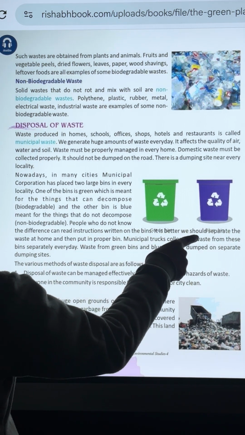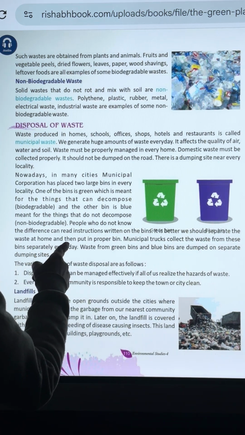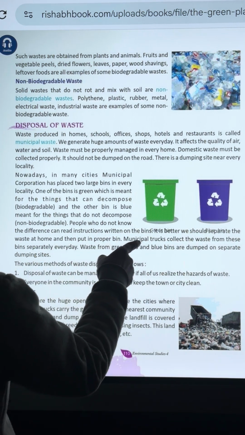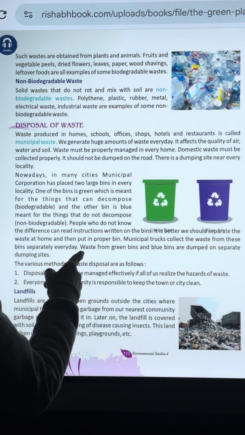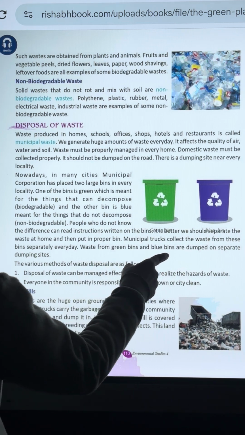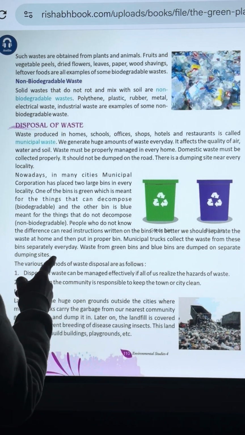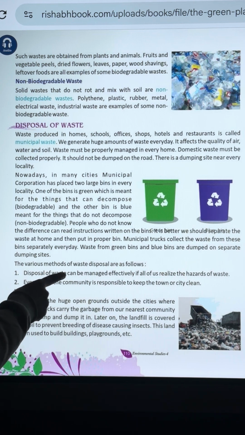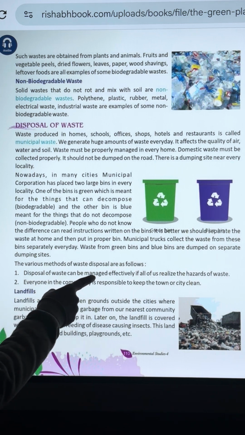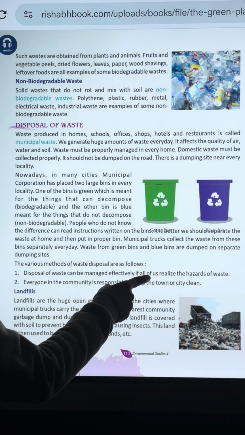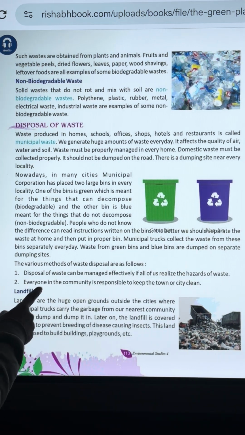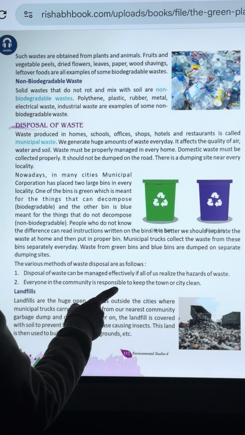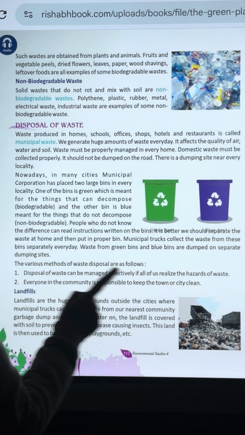It is better we should separate the waste at home and then put it in the proper bin. Municipal trucks collect the waste from these bins separately every day. Waste from green bins and blue bins are dumped on separate dumping sites. The various methods of waste disposal are as follows. Disposal of waste can be managed effectively if all of us realize the hazards of waste. Everyone in the community is responsible to keep the town or city clean.